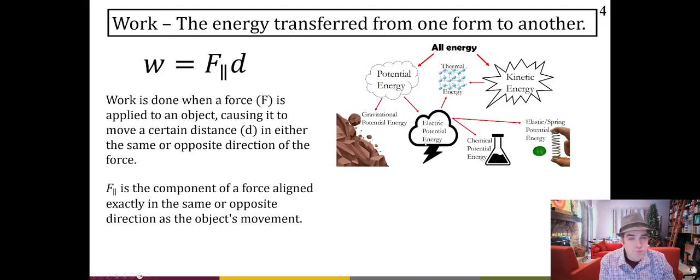Now, we have all these forms of energy here, okay? Energy is going to transfer from one form to another, and the scientific word for that is work. We have an equation for that as well. Work is the force applied to an object times the displacement of that object. There's this parallel symbol here, so only the part of the force that's in the same direction as displacement or the opposite direction of displacement will apply work, will transfer energy from one form to another.